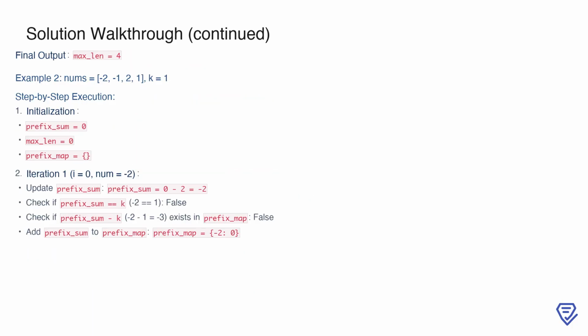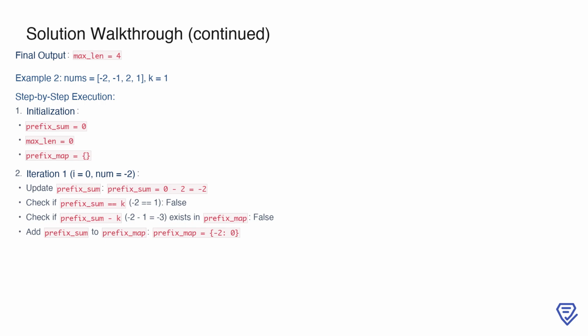By the end of this process, the maximum length of a subarray that sums to k is stored in max_len, which is 4 for this example. Now, let's look at a second example where nums equals [-2, -1, 2, 1], and k equals 1. Again, we initialize prefix_sum to 0, max_len to 0, and prefix_map as an empty dictionary.